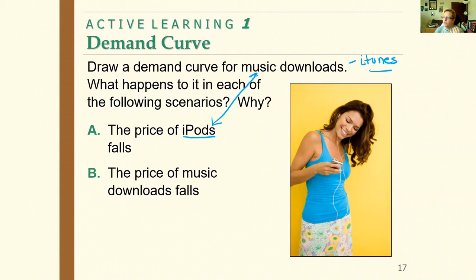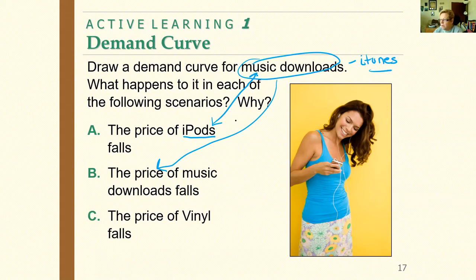The price of music downloads falls. Well, we're interested in the effect of music downloads. And here we see the price of music downloads. So is that a change in demand or a change in quantity demanded? And then what does it look like? The last one, the price of vinyl falls. So records fall. Now we're going to say, okay, what is a vinyl to a music download? And some people may say that that is a substitute. Okay?